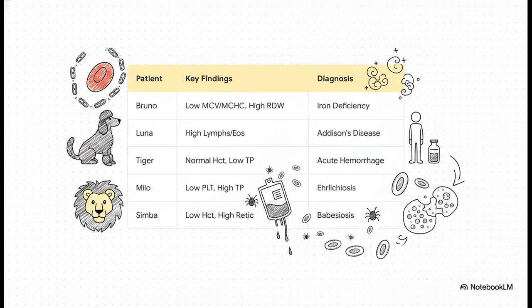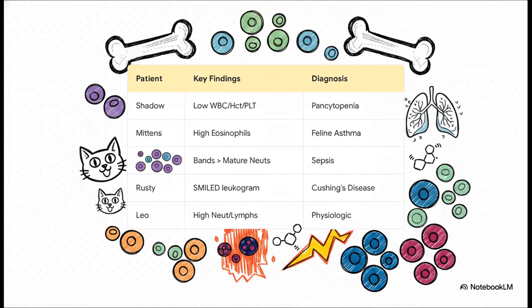And finally, Simba presents with a severely low hematocrit, high MCV, and massive reticulocytosis. That's a highly regenerative hemolytic anemia, diagnosing babesiosis. Continuing right along sequentially with cases 6 through 10.